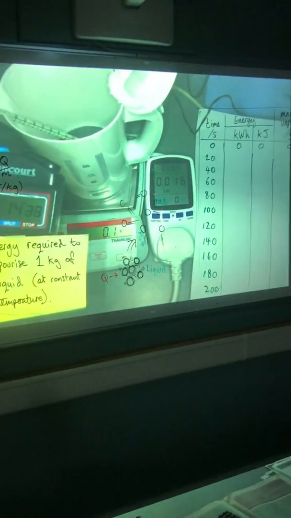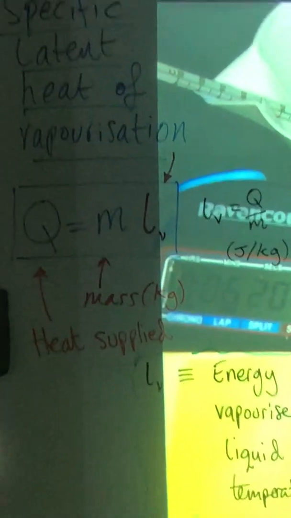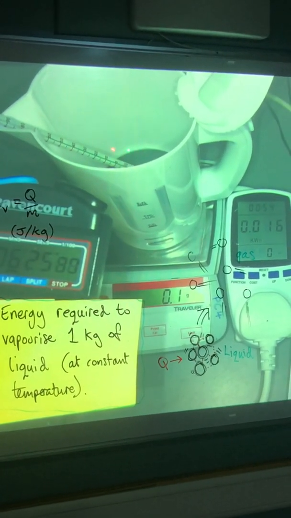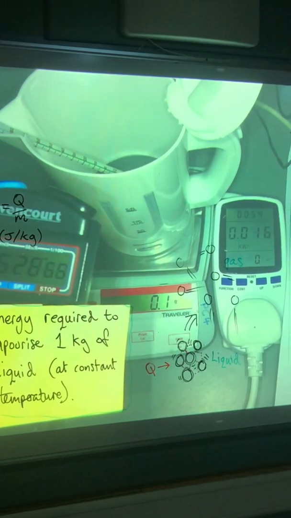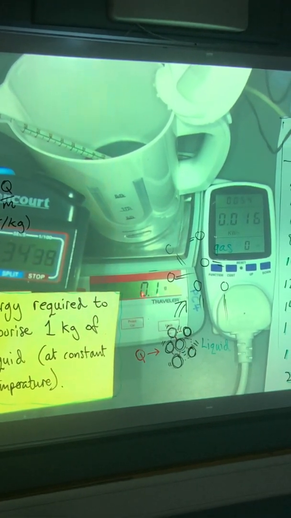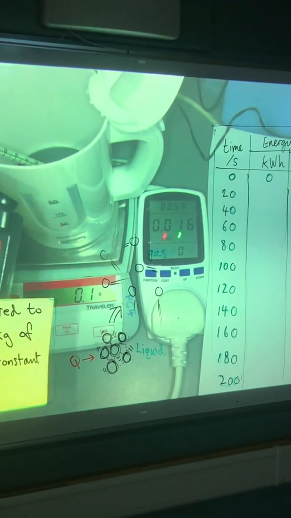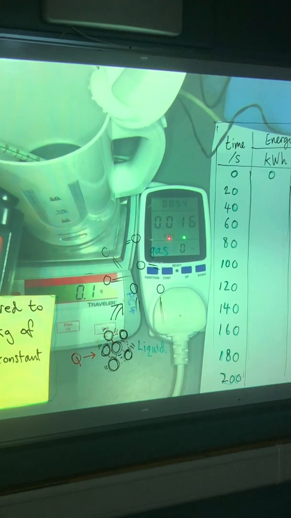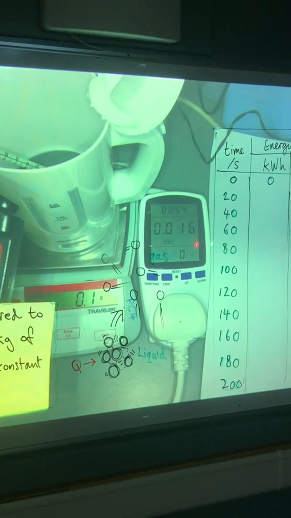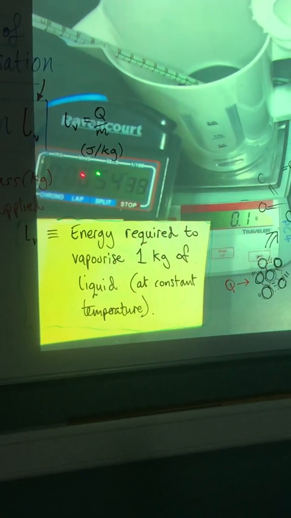Latent heat of vaporization, specific latent heat of vaporization. We're going to be putting water in a kettle and boiling it, getting to boiling point, so it starts to vaporize at constant temperature, and we can monitor how much vaporizes on the mass balance, and we can measure the energy input on here. That's going to be in kilowatt hours, but we have to convert kilowatt hours energy into joules by multiplying by 3.6 million. And then we can time on here as well.